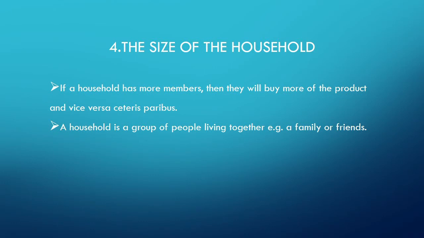The other factor affecting demand is the size of the household. A household is a group of people living together, e.g. a family or friends living together. If a household has more members, then they'll buy more of the product, and vice versa, ceteris paribus.